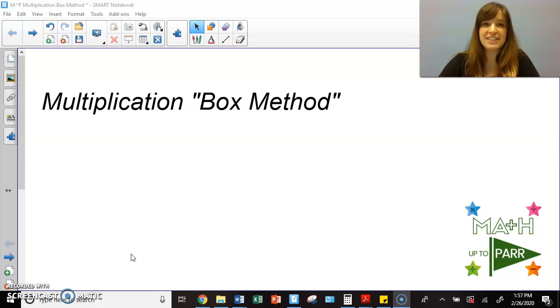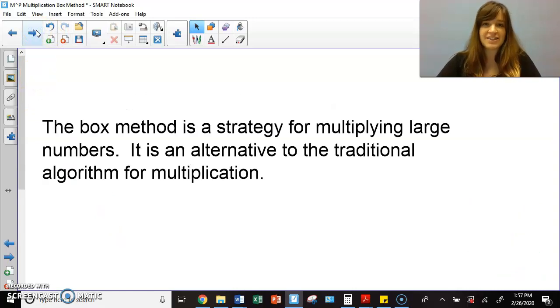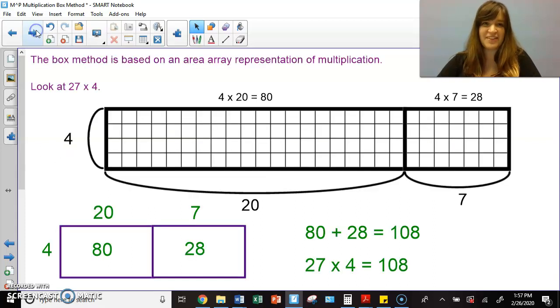We're going to be talking about a way to solve multi-digit multiplication problems. And we're going to use a strategy that's a little bit different than the traditional way of doing it, something I like to call the box method. So the box method is a strategy for multiplying large numbers. It's just an alternative, something different than the traditional method. Not better, not worse, just different.